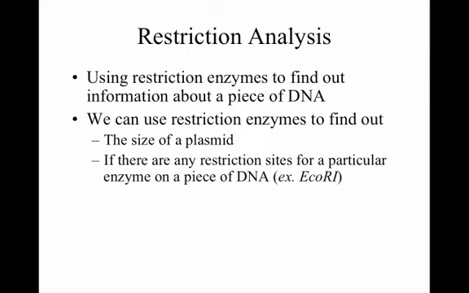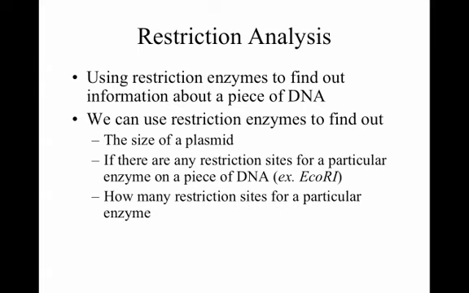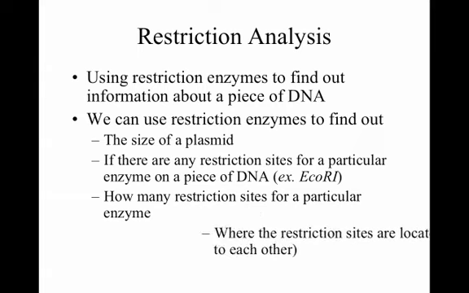Remember, not every restriction enzyme cuts every piece of DNA, so it is entirely possible that we have a plasmid that doesn't bind to and cut a piece of DNA. So another thing restriction enzymes can tell us is, does this particular restriction enzyme even have restriction sites, or places where it would recognize and cut this DNA? And how many places does it do that? Is it 1? Is it 2? Is it 7? We don't know.